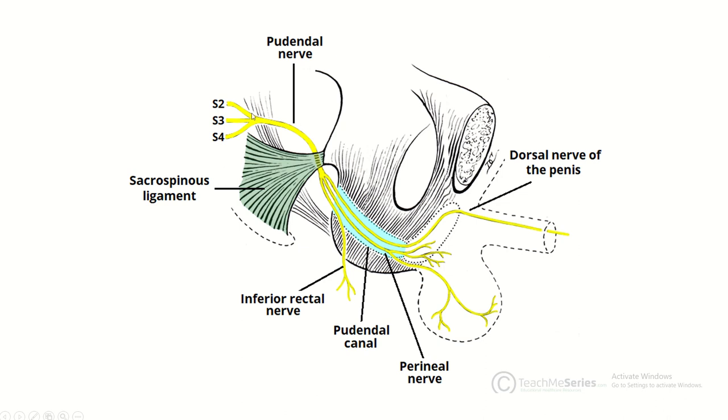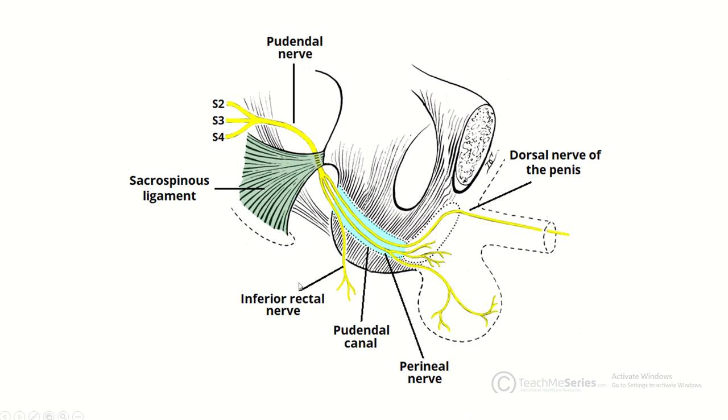This is the pudendal nerve, which arises from the sacral plexus and leaves the abdominal cavity through the greater sciatic foramen, and then it is related to the ischial spine. Then it again enters the perineal region by the lesser sciatic foramen, enters the pudendal canal and gives branches.